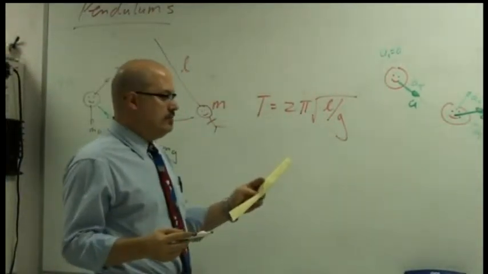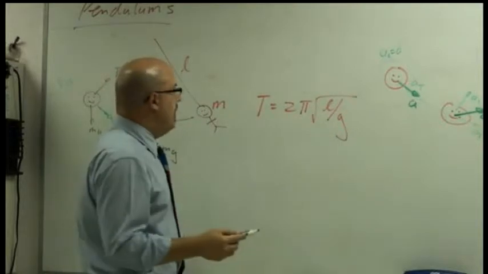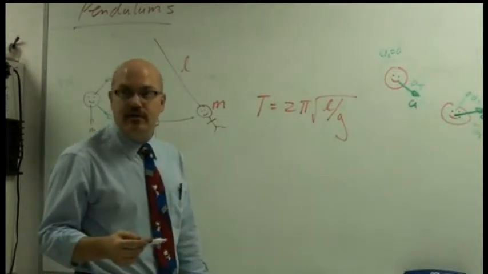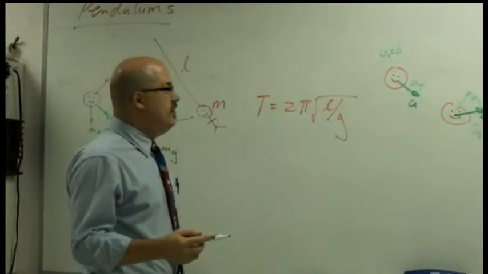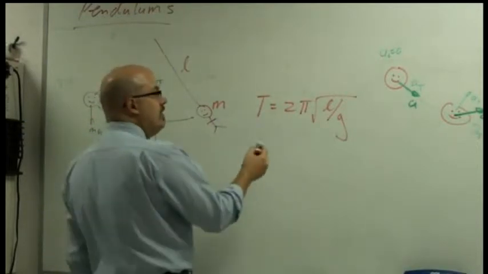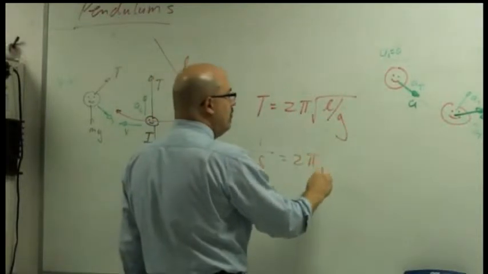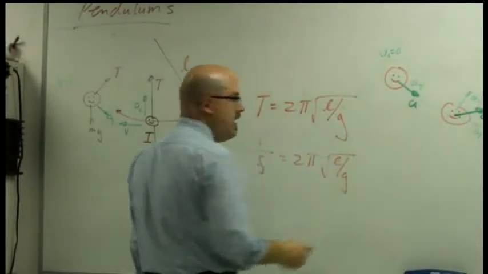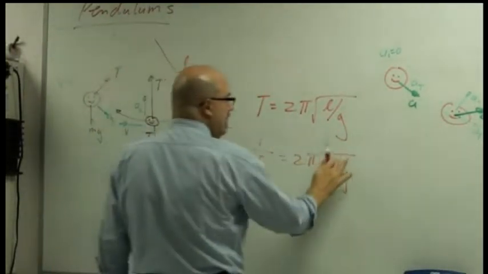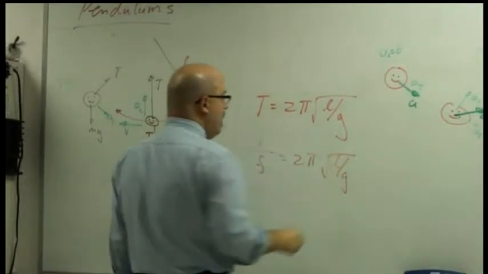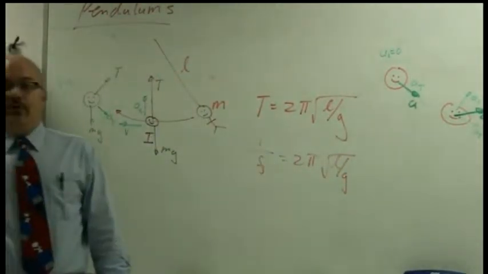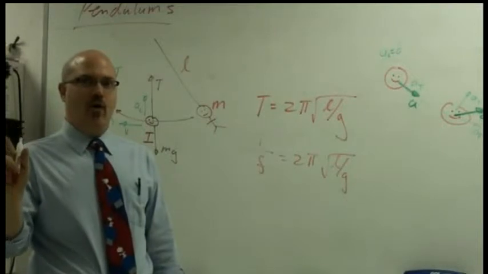Now remember that time period equals 1 over the frequency, right? So that's 1 over the frequency equals 2 pi square root of L over G, right? Sorry, that looks like an E. That's L. But what's frequency equal to in omega?